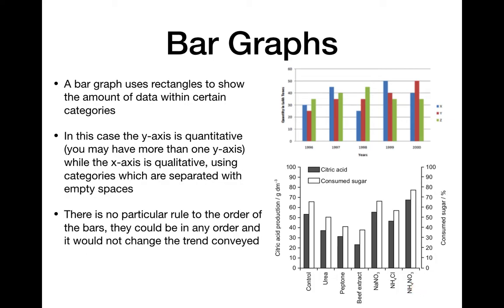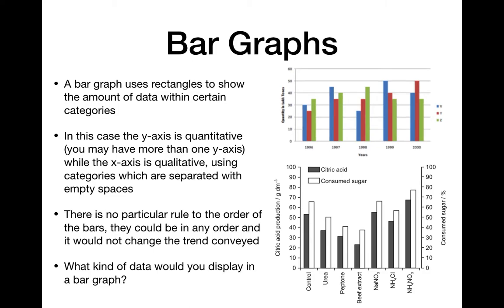Now it makes a lot of sense to put the control first so you can compare everything to the control, but the order of these really does not matter. If you want to put in the order that you did them or alphabetical order, it doesn't really matter. The information will stay the same. It will not affect the trend you're showing.